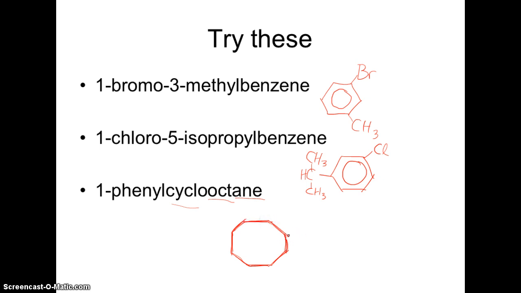So there's cyclooctane. And stuck to one of them, I have a phenyl group, which is a benzene ring, which is a hexagon with those alternating double bonds. 1-phenyl cyclooctane. Isn't it beautiful? Hope you had fun with it. Now, give the assignment a shot.